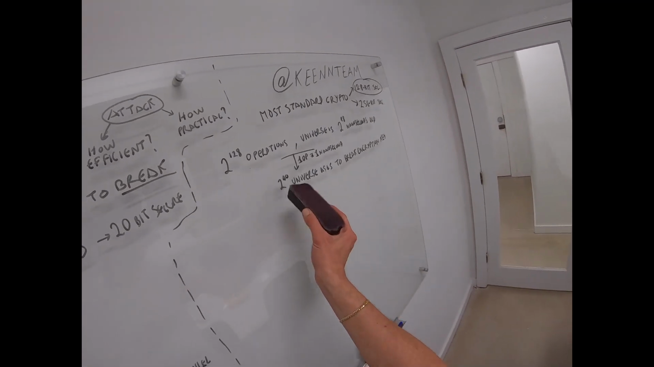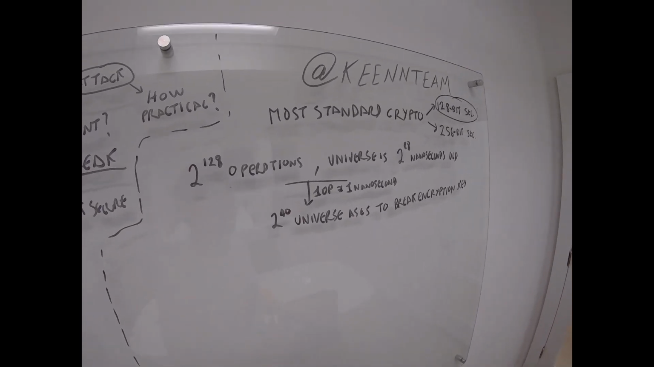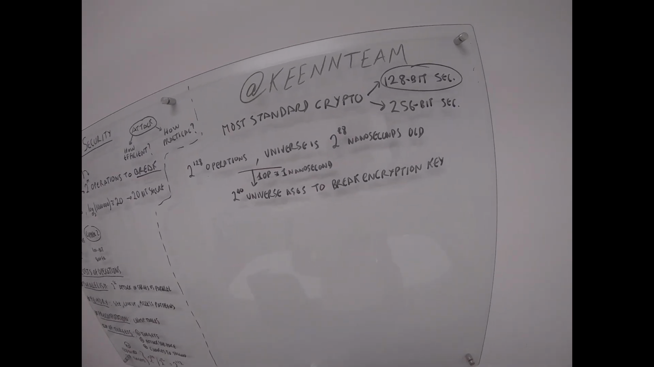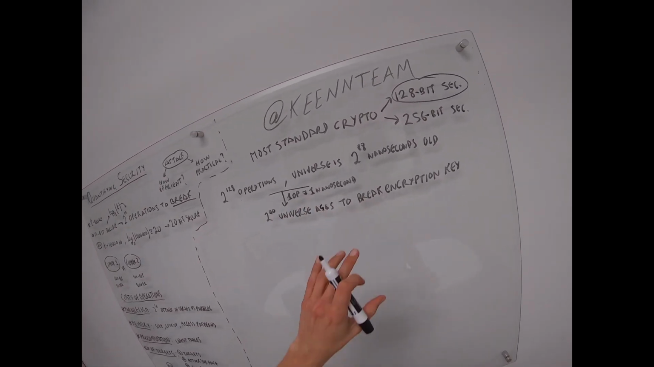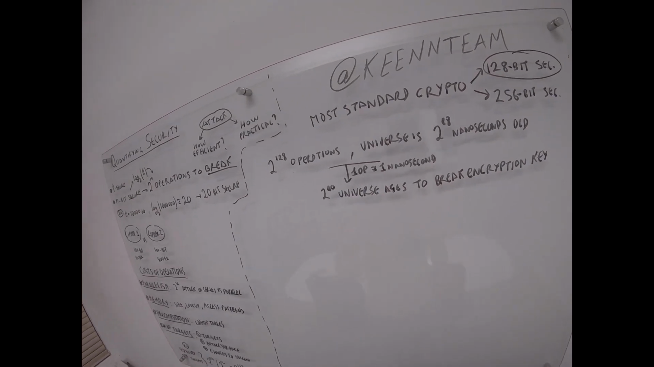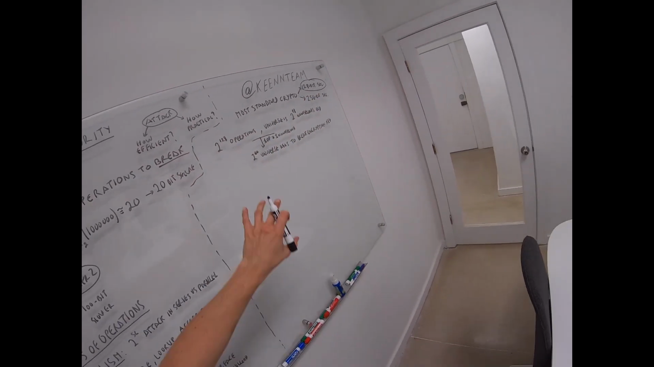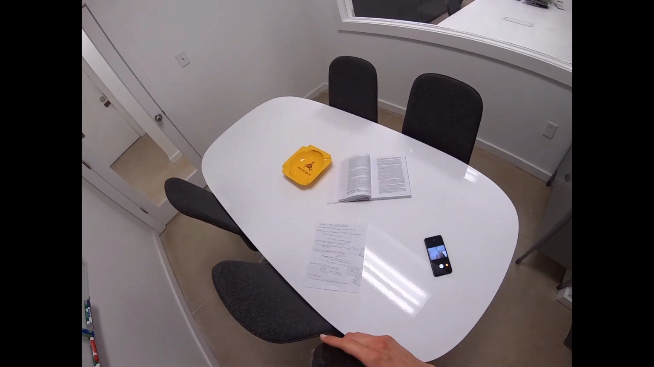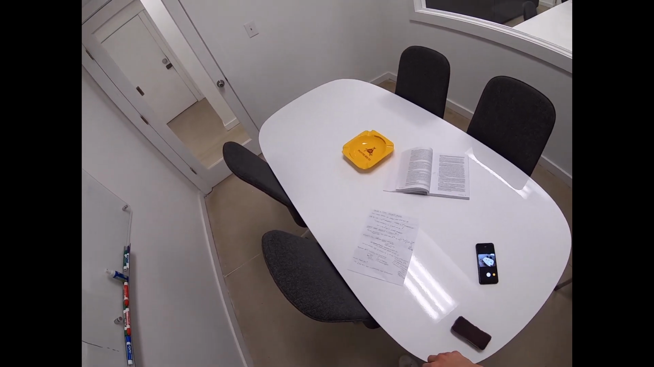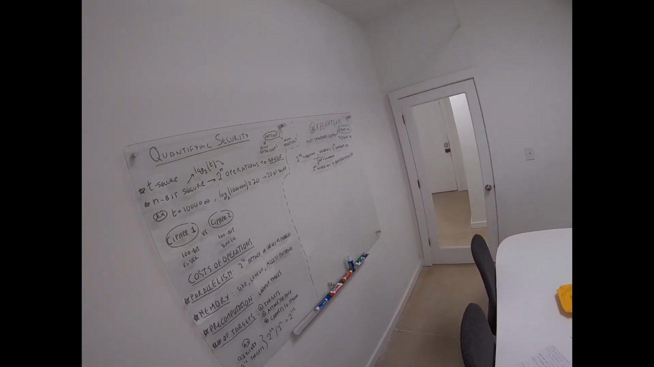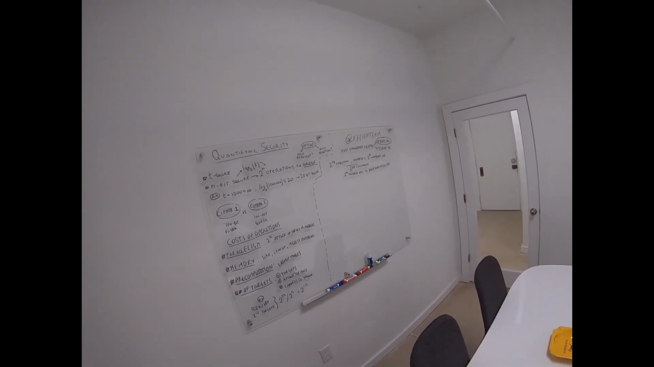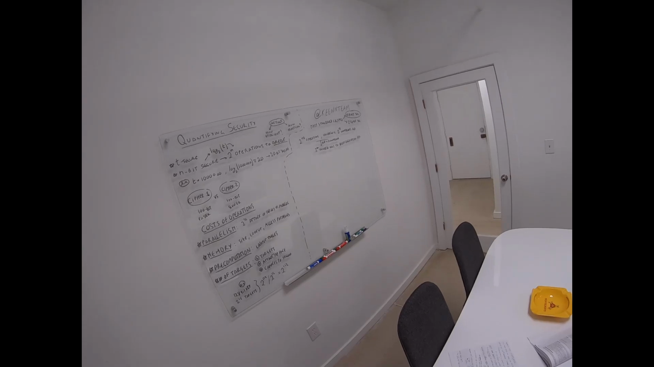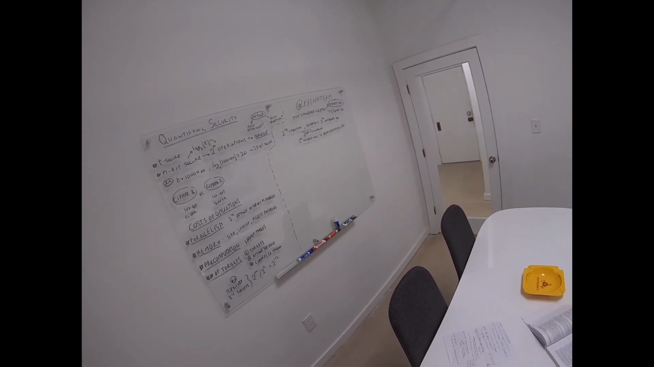Yeah, you need several times 2 to the 40 times the age of the universe to break this encryption key. How crazy is this, right? So 128-bit security, pretty secure, right? We need to spend 2 to the 40 times the age of the universe to break a 128-bit security cipher.